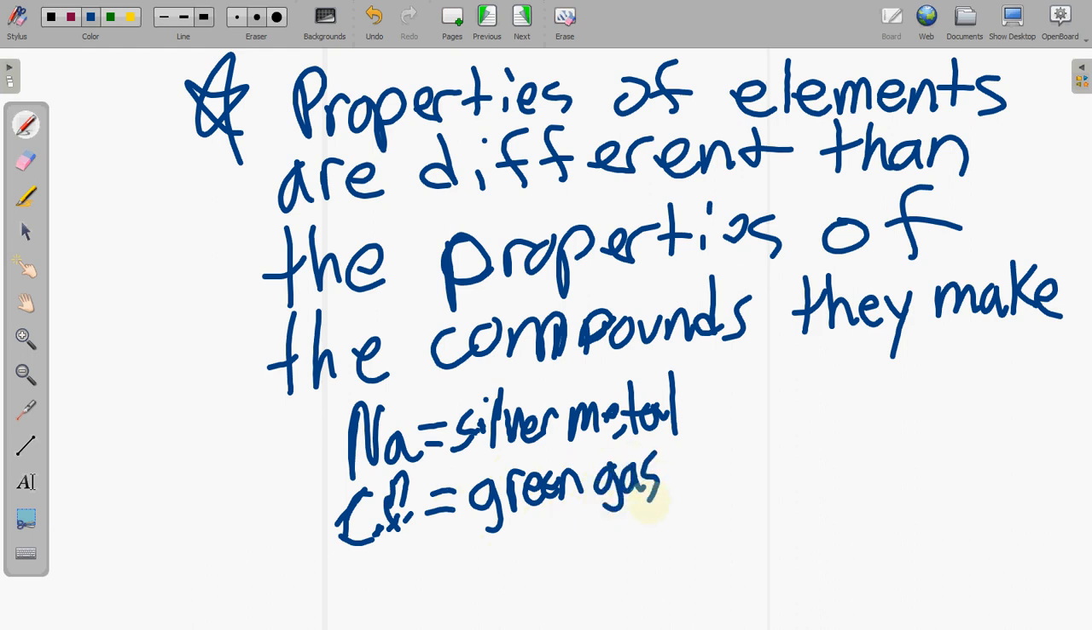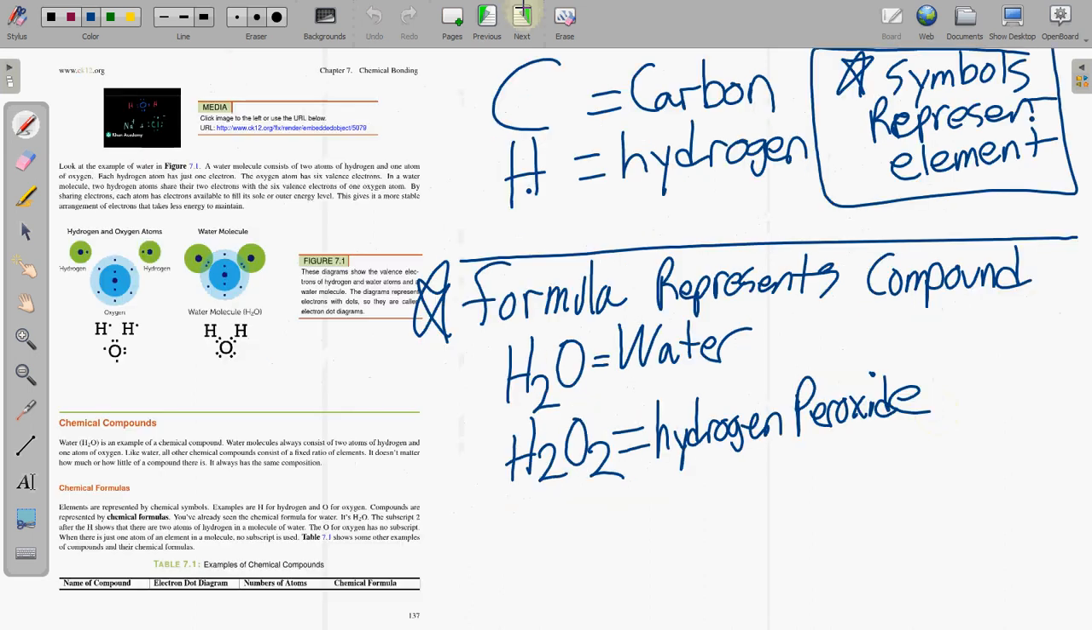Okay. Both of those would make you very sick if you try to eat them individually as elements. But when they combine, they make sodium chloride, and that's table salt. That's what we put on French fries. So the properties of a compound are different than the properties of the elements in the compound. All right. So they're talking about that more on this page. Again, you should read the textbook for yourself.